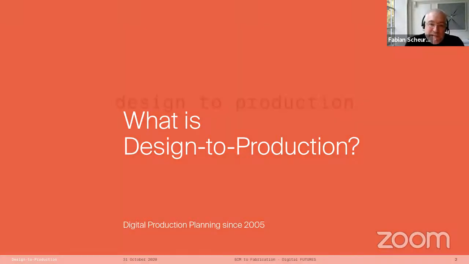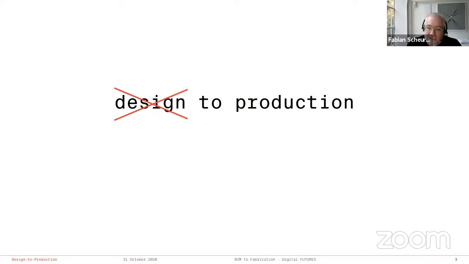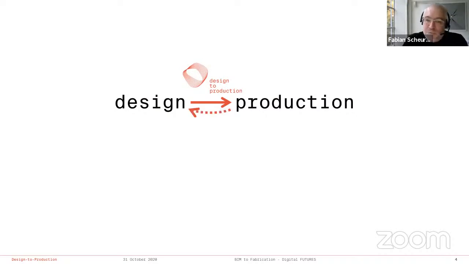The idea behind that is that we're doing neither design nor production. It's all in the name: we work just in the middle, trying to translate from digital design into digital production, and also in the other direction, to inform design about production and its capabilities.